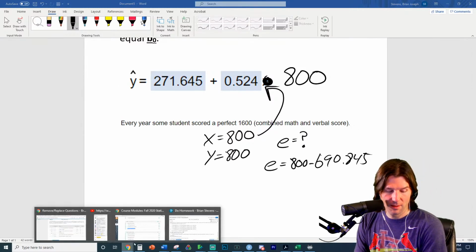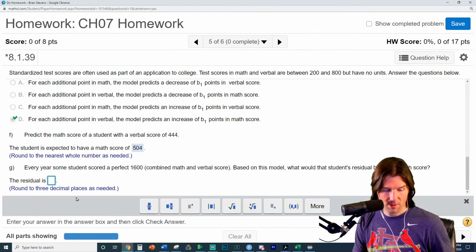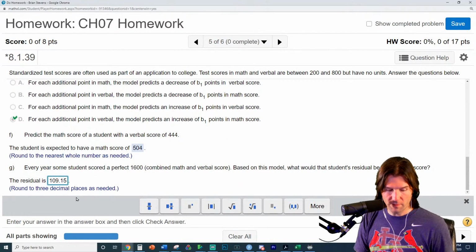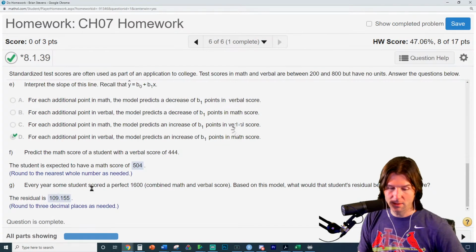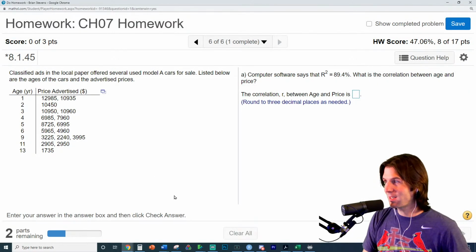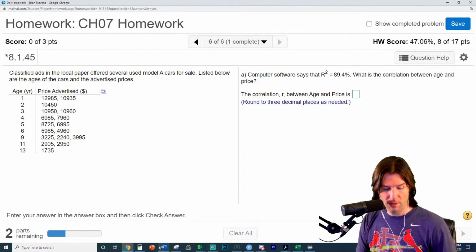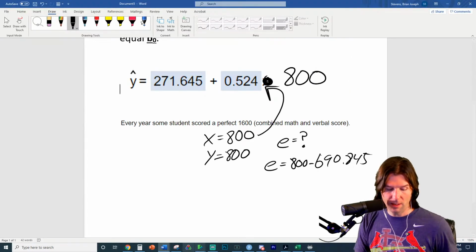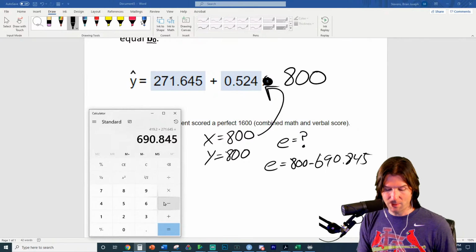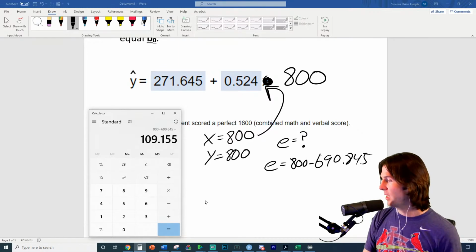109.155. Let's see, I'm trying to do it in my head. 109.155. Did I do it right in my head? Got it. Good. So that's got it right there. That is a pretty tricky problem. And the last part of it was just solving the math equation right here. So hopefully that makes sense.